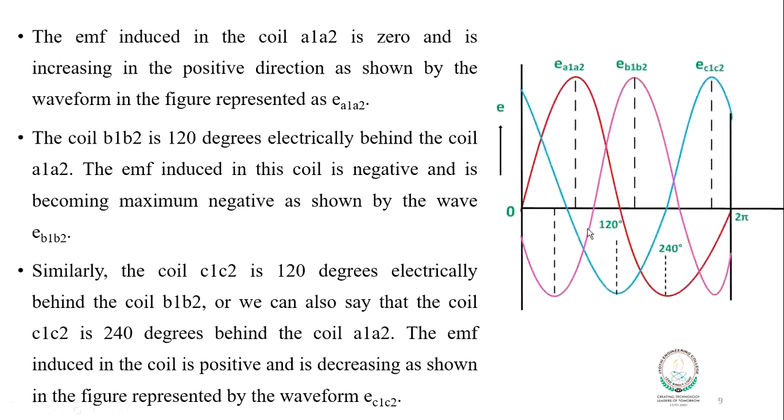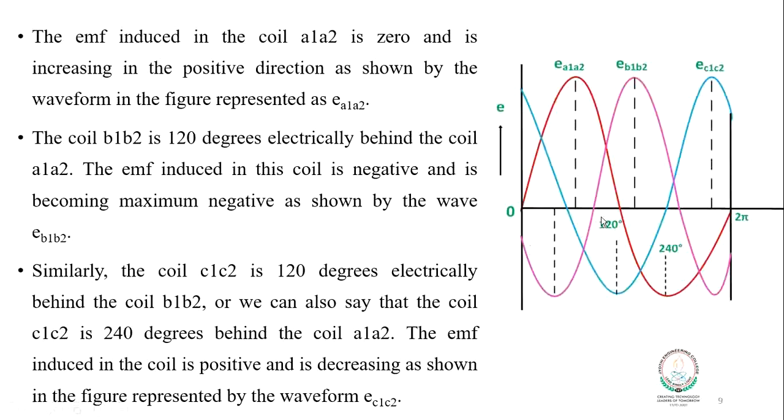Now, what will be the voltage induced in coil B? We know that the coil B is 120 degree phase displaced. So, the voltage in coil B will start from here, that is, after 120 degree, it will start. Then it goes on increasing and then decreases, becomes 0 and then it becomes negative. So, if we extend this voltage in B to this side, this will be negative.